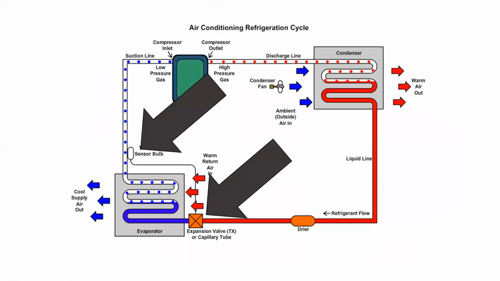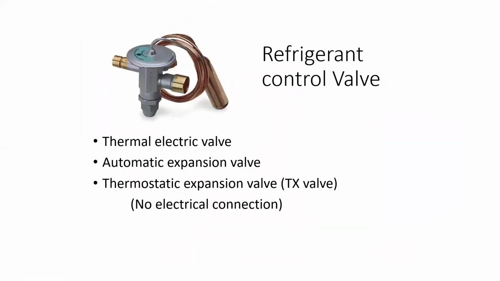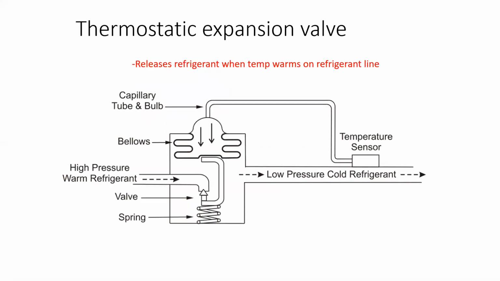The expansion valve, or the item that creates the pressure drop, comes in many different fashions, but essentially it's a refrigerant control valve. Some of them are electric and some of them are not. The thermostatic expansion valve, or TX valve, is probably the most commonly used in industry, and there is no electrical connection to it. This is its premise of operation.